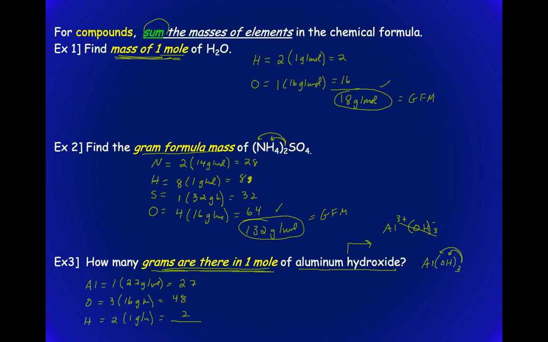For a grand total, let's say 27 plus 48. I'm sorry, there's 3 hydrogens, so 3. Very easy to make a mistake. In fact, more people make mistakes on GFMs than anything else. 27 plus 48 plus 3 is going to be 78. So in this case, we're going to get 78 grams per mole. That again is your GFM.